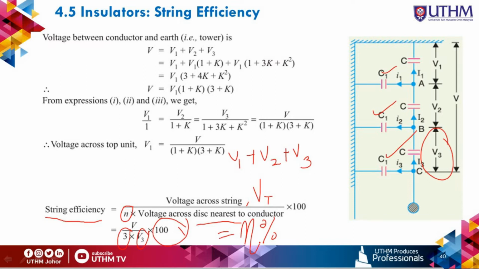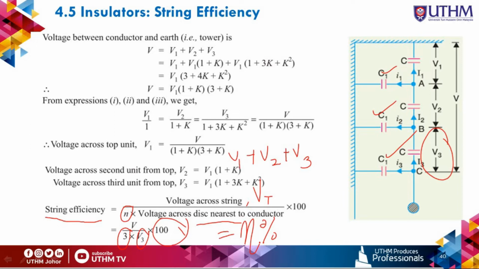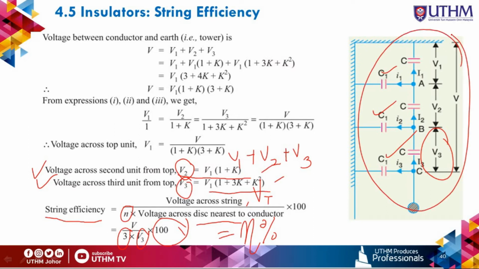After this, we go to an example to enhance your understanding regarding this string efficiency. As I mentioned before, this is the equation to get the voltage across the second unit from top, which is V2, and also the Vmax, V3. In order to get this equation, you have to do the derivation from the circuit.